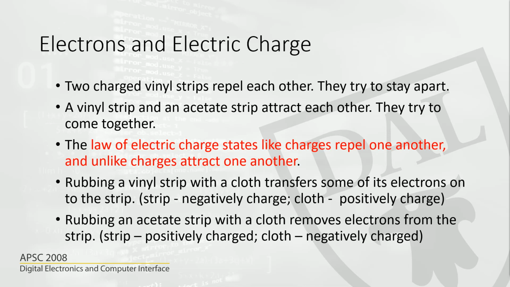Likewise, with the acetate strip, when you rub them, the cloth will remove some of the electrons. This is exactly opposite to what happens in a vinyl strip. It removes the electrons from the acetate strip, and because of that, the cloth becomes negatively charged because the number of electrons in the cloth is going to be higher than the protons, and the strip, because it has lost electrons, is going to become positive because the net positive charge is going to be higher. So this is a good experiment to do with your class, to understand electric charge.